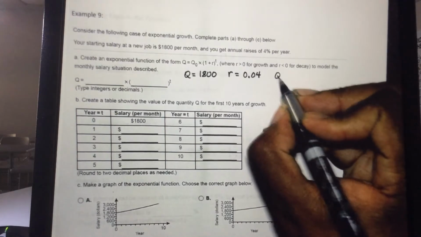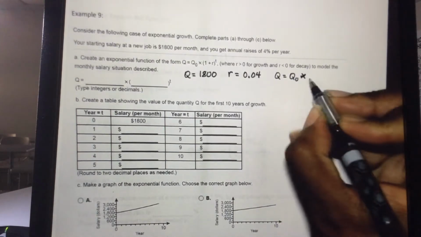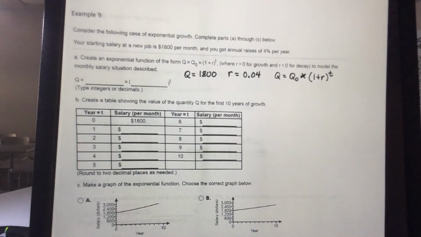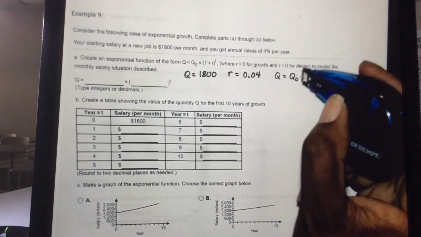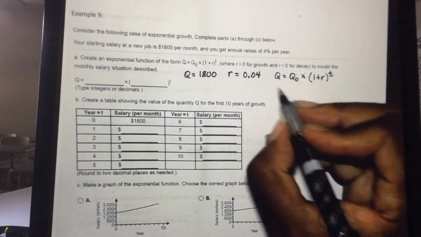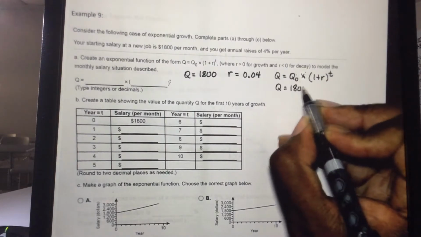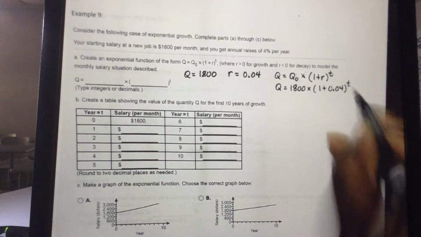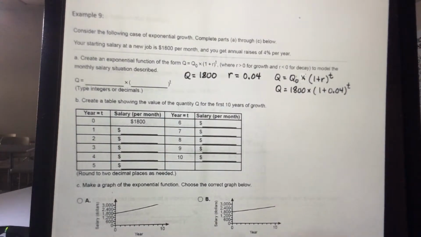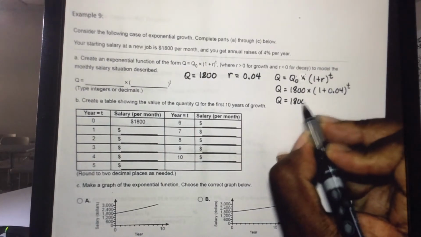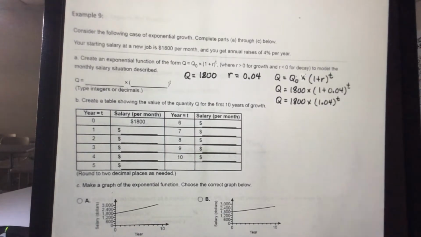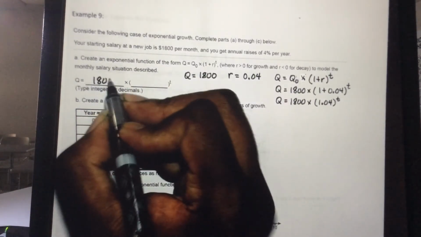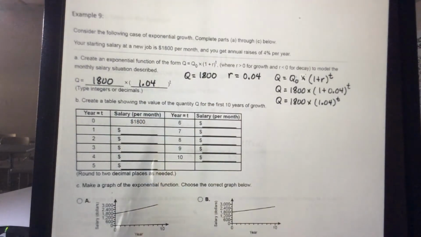Okay, so formula Q equals Q sub 0 times the quantity 1 plus R raised to the T. Make that a T sign. So Q is equal to Q sub 0, which is 1,800, times 1 plus R, that's 0.04, raised to the T power. And 1 plus 0.04 will be 1.04. So we got Q is equal to 1800 times 1.04 raised to the T. So here your 1800 goes here, and the 1.04 goes where the exponent of T is. Okay. That will be your exponential function for this monthly salary situation.